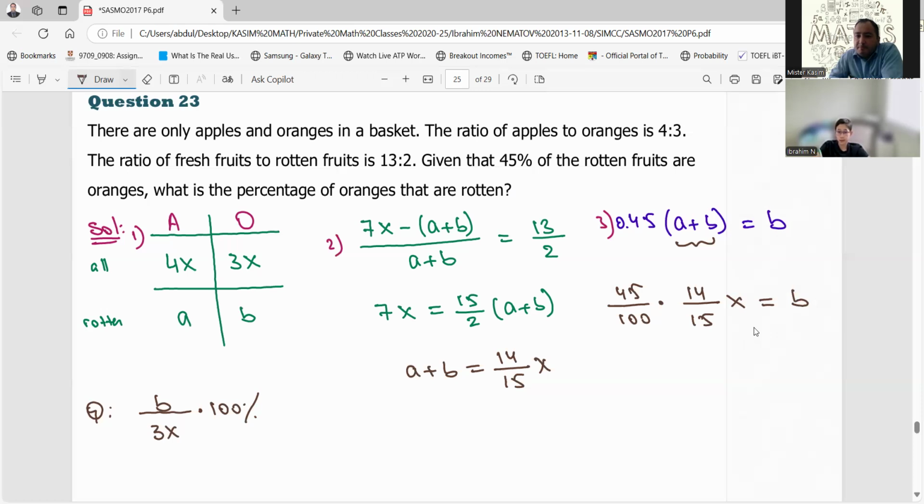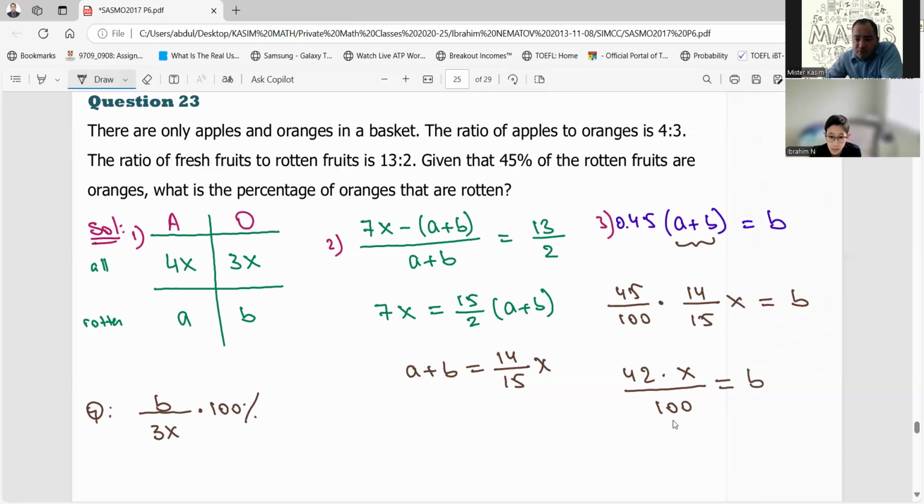Okay? Okay. And now I'm going to divide both sides by 3x because I have to find 3x, right? Look, let me simplify this. 45 divided by 15 is 3. 3 times 14 is 42. 42 times x divided by 100, that's equal to b.